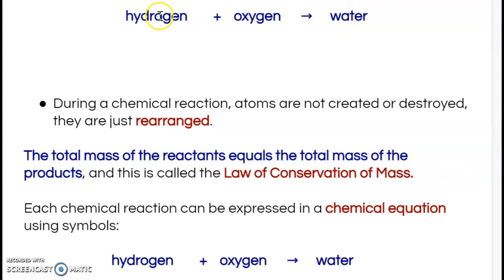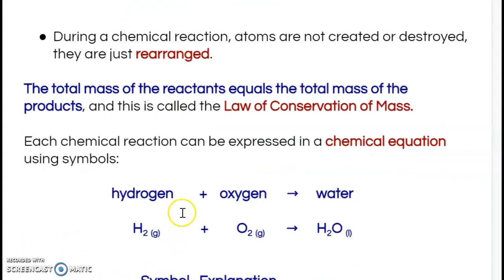So these are the reactants. Hydrogen and oxygen are the reactants, and water is the product. And again, you can't just add atoms of, say, carbon or whatever into this reaction. You have to rearrange the number of atoms that are present here to give you the same number of atoms on this side. And we'll take a look at that. So the total mass of the reactants equals the total mass of the products. This is called the law of conservation of mass.